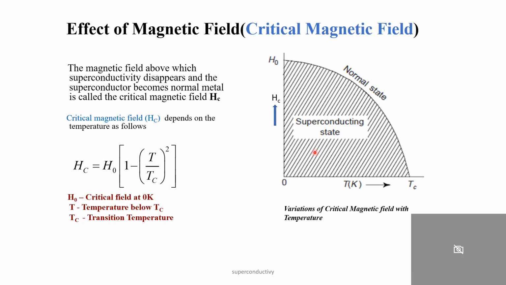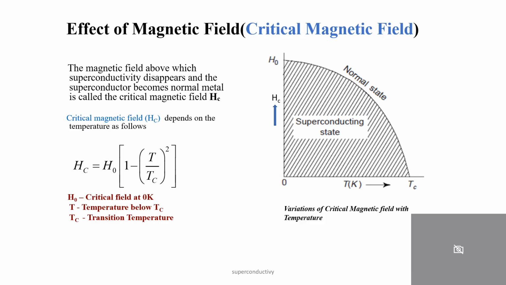So in this figure we can see that the shaded region is the superconducting state and the outer region is the normal state. So the expression is a parabola-like structure, and we see that at T equals 0 the critical magnetic field is the maximum, H naught, and when T equals Tc, the critical magnetic field is 0.